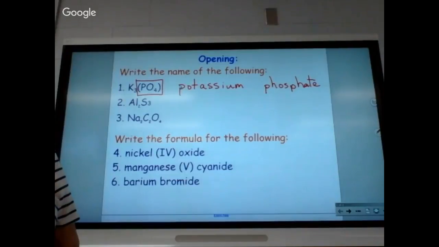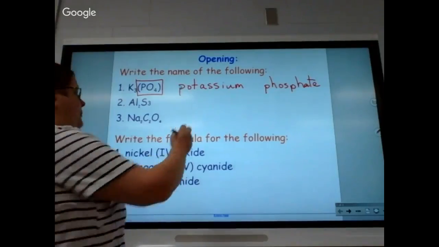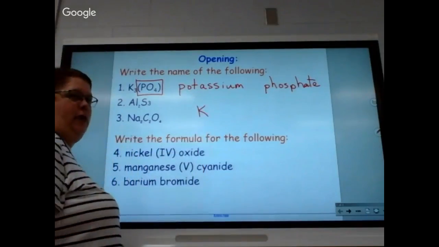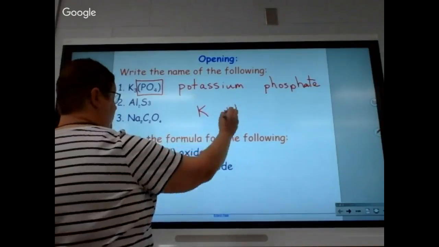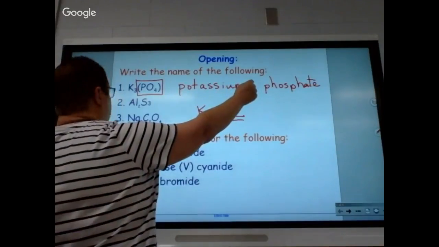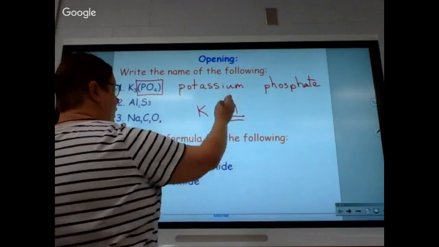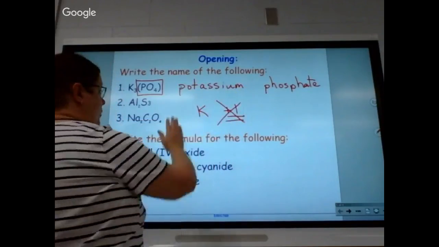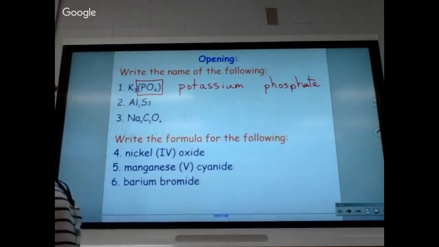Now I do what Chris told me to do. I do it last. I check to see if the first element, potassium, has more than one number. When I look up potassium, how many numbers are written on the sheet? It just has +1. It's only one number. So do I need a Roman number? No. If there's only one number, I don't need a Roman number. It's just going to be potassium phosphate. Everybody okay with that?